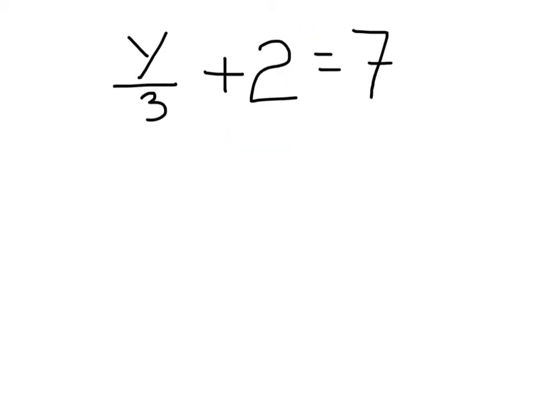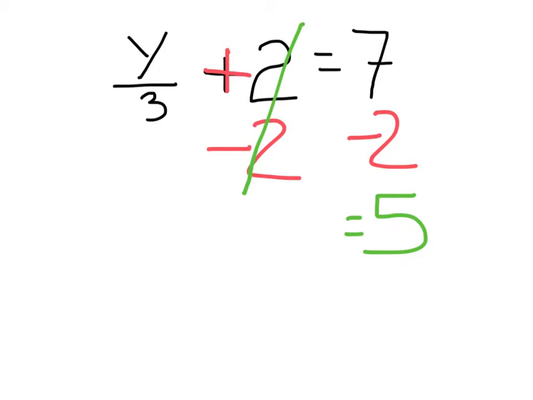Here we have another example of an equation with two operations. Again, we're always going to add or subtract first. In this case, we're going to be subtracting. I know that because I see we've got the plus 2, so we're going to do the minus 2. And if we do it to one side, we've got to do it to the other. The 2's cancel out. 2 minus 2 is 0. And on the right side, we're left with 5. 7 minus 2 is 5.